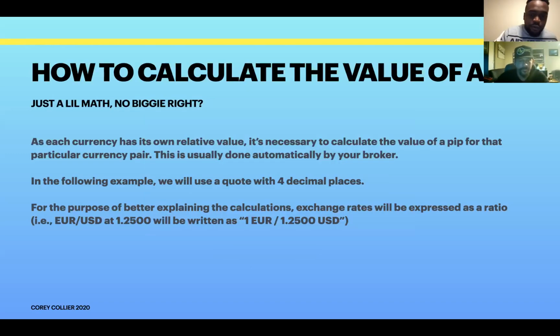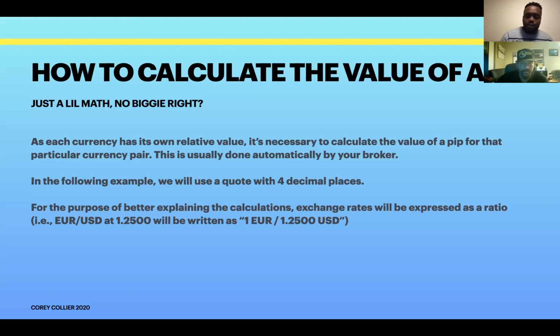Cool. Now, how do you calculate the value of a pip, guys, right? It's just a little math. It's no biggie. This is actually something that the brokers and the trade software does automatically for you. I just like to cover it because, again, it's necessary to understand that, guys, all these pips aren't valued the same. You'll mess up your risk management with that blanket statement. As each currency has its own relative value, guys, it's necessary to calculate the value of a pip for that particular currency pair. This is usually done automatically by your broker.